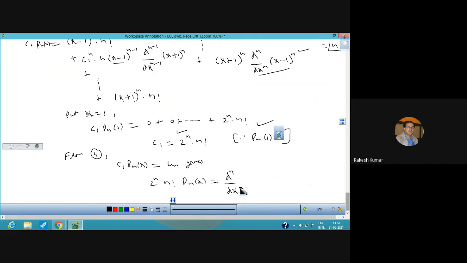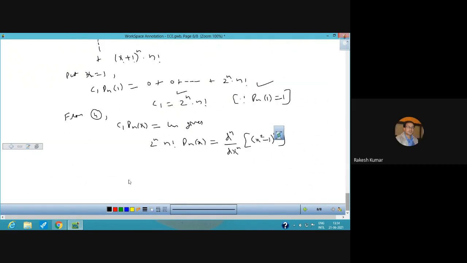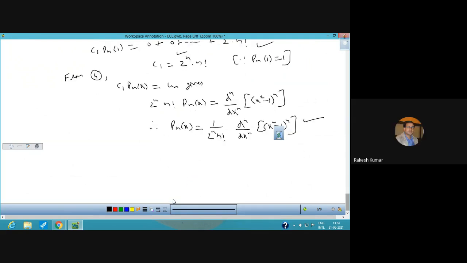Un is the derivative of (x square minus 1) raised to power n. Now your formula comes out to be Pn(x), this term will be written in the denominator, 1 over 2 power n factorial d^n/dx^n of (x square minus 1) raised to power n. Now this is your required Rodrigues formula. So this is the proof of a Rodrigues formula of a Legendre.